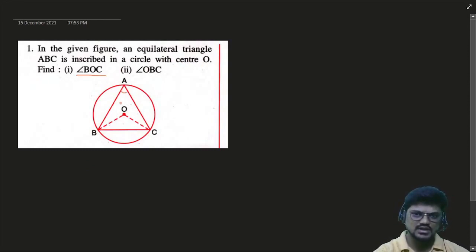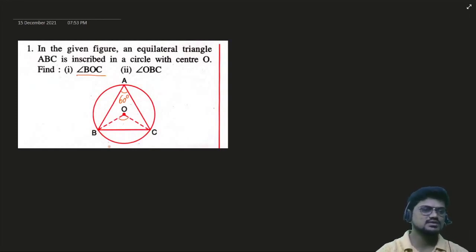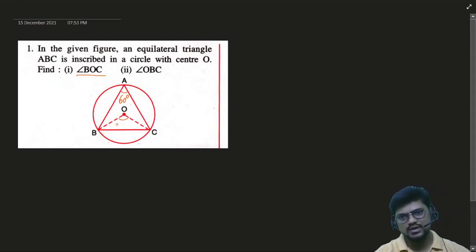We know that if this is 60 degrees, what will be this angle? 30. Third. No, no, 120. 120. What is the reason? Angle at the circumference is half of angle at the center. Okay, fine. Angles subtended by the same arc at the center is twice the angle subtended at any point on the circle by the same segment. Okay, so this will be 120 degrees. So this angle is 120 degrees. Got it? Okay. Now what will be angle OBC?